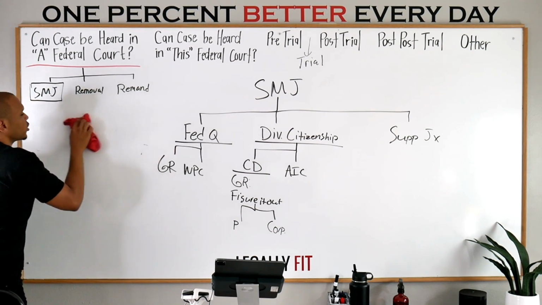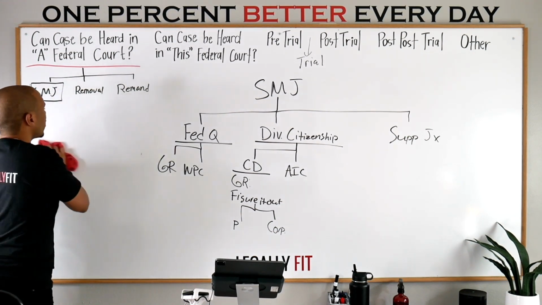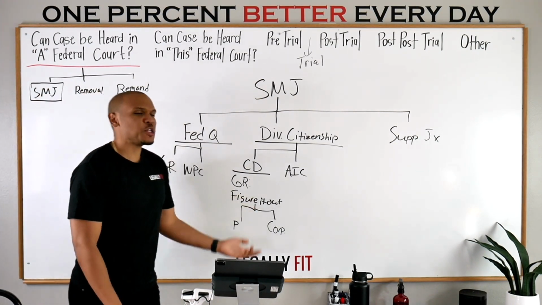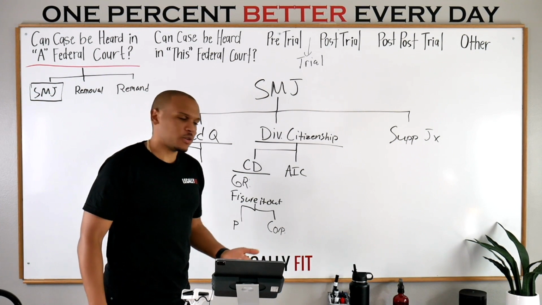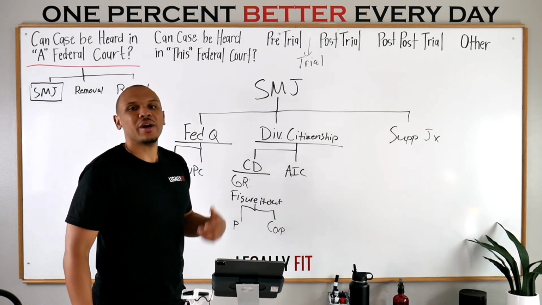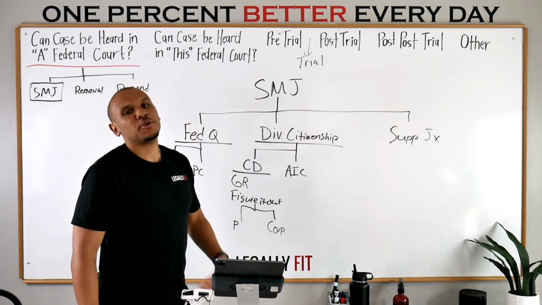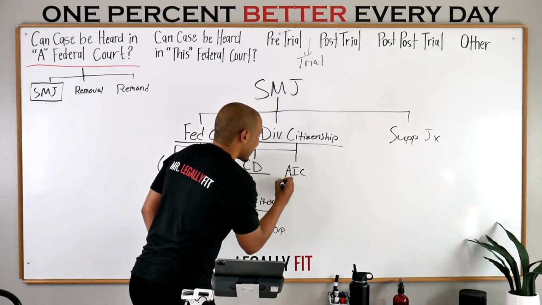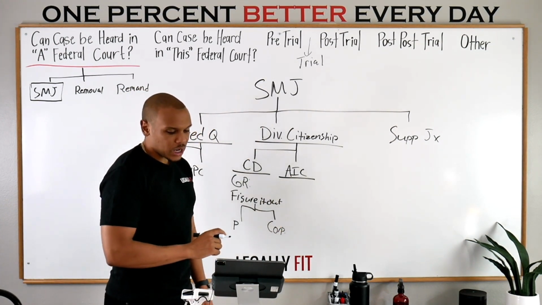Okay, so we're ready to move on from complete diversity. Again, the general rule is that each plaintiff is of different citizenship than each defendant. There are times where you have to figure it out, and there are times where they simply tell you the citizenship of the parties. All right, the next element is the amount in controversy.